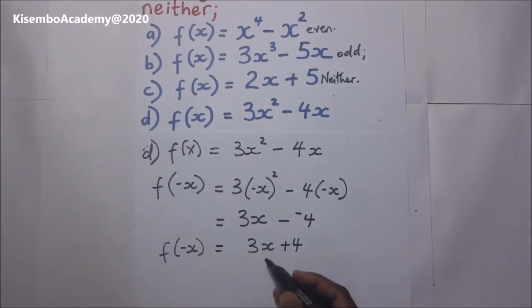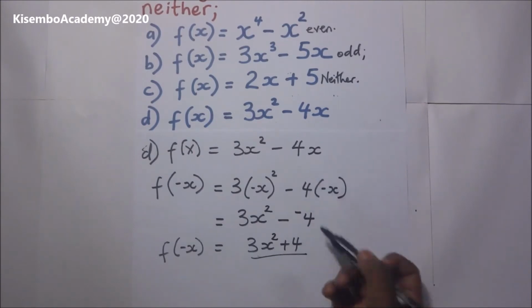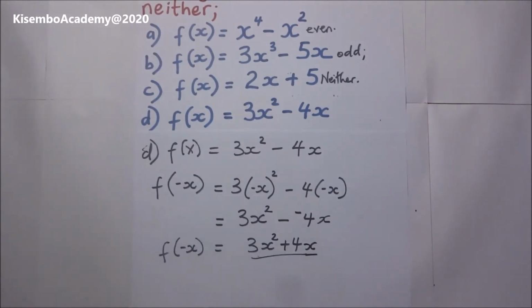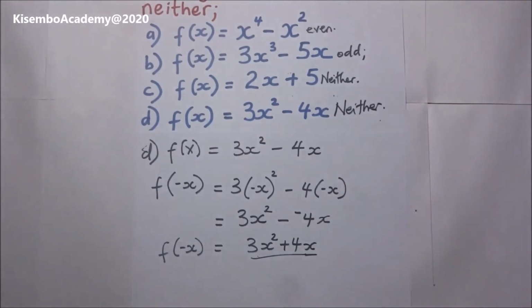Now you realize that this is squared and that is squared. So you realize that there is no connection between this function and that function in terms of what we call an odd function and an even function. So what does that mean? It means that this is neither odd nor even.